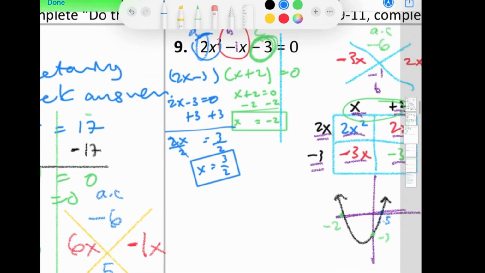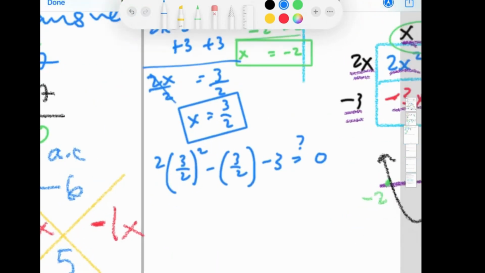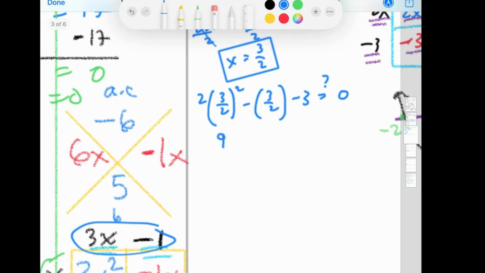And let's go ahead and try to check our answer. 2 times 3/2 squared minus 3/2 minus 3. Does that equal 0? So I'm going to square that first. So I get 9/4 times 2 minus 3/2 minus 3 equals 0. So this will become, you can multiply, or this 4 here is going to become 2 times 2.